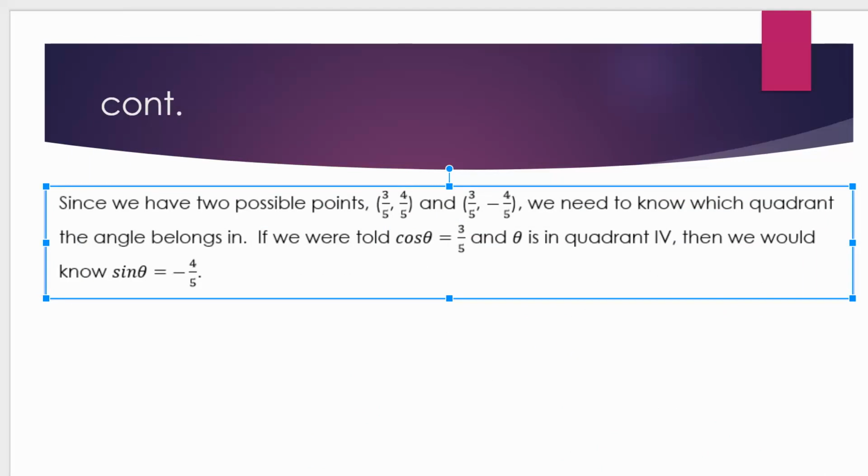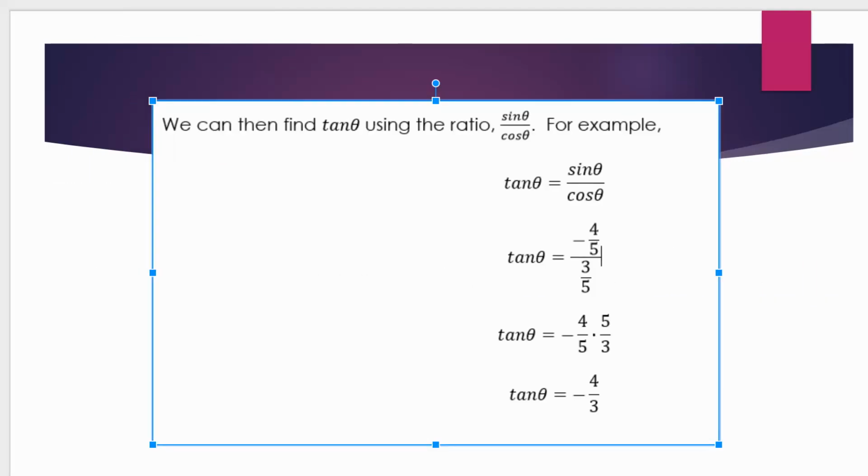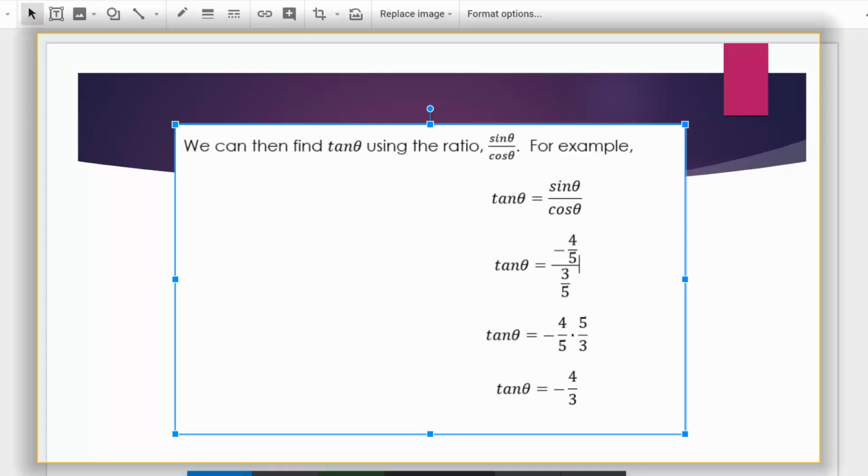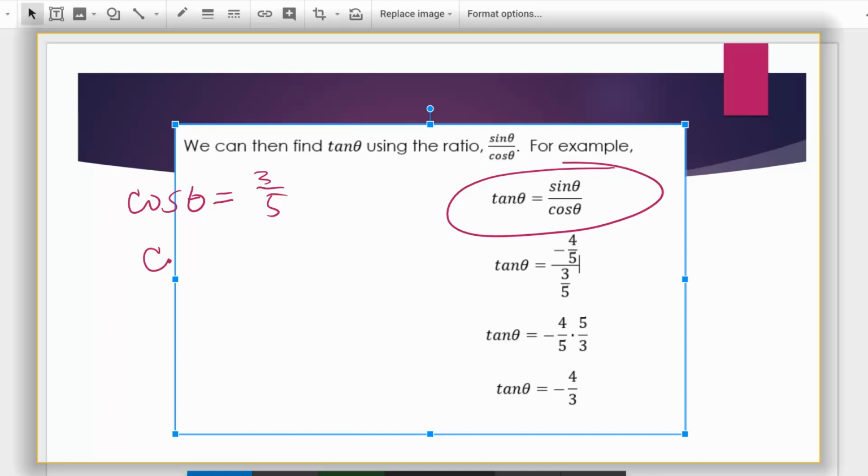Okay, now let's take that information and find the tangent. From earlier, we figured out that tangent is sine over cosine. We also were told that cosine is equivalent to 3/5. And we found out that sine is equal to negative 4/5. So if we know that tangent is sine over cosine, then we can plug in sine for sine, and cosine for cosine. And that's how you get negative 4/5 over 3/5.